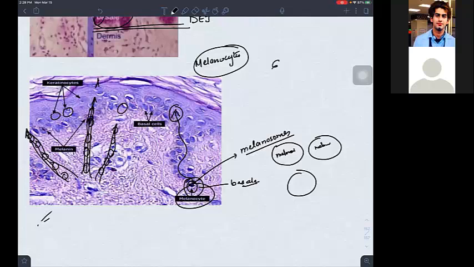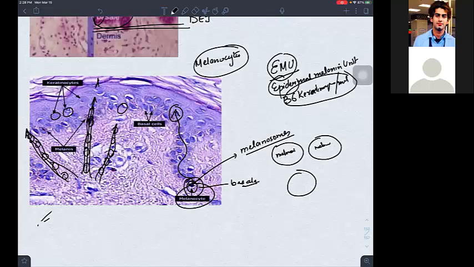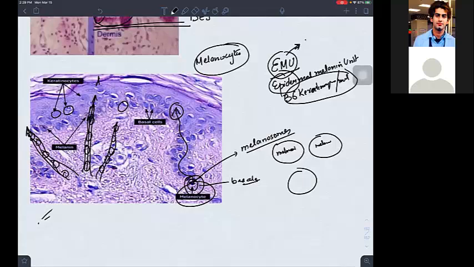We have a concept known as the epidermal melanin unit. Sir, what is the epidermal melanin unit, or EMU? 36 keratinocytes and one melanocyte form one EMU. Sir, what is the function of EMU? It gives uniformity to skin color or texture.